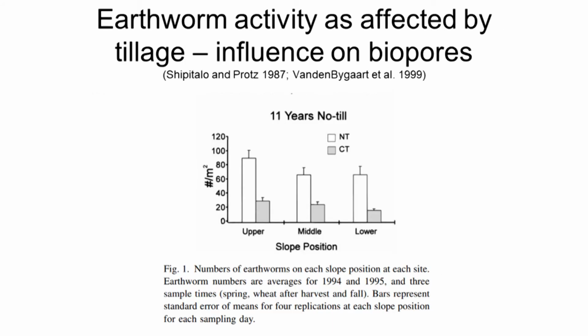Now, this change over time in macropores in no-till systems, as I've mentioned before, seems to be due to the influence of earthworms. So this is earthworm number per meter squared at different slope positions in conventionally tilled or a no-till for 11-year system. And you can see significantly more earthworms in that no-till system. So no-till or minimum till systems seem to be more earthworm friendly, and those earthworms are creating macropores.